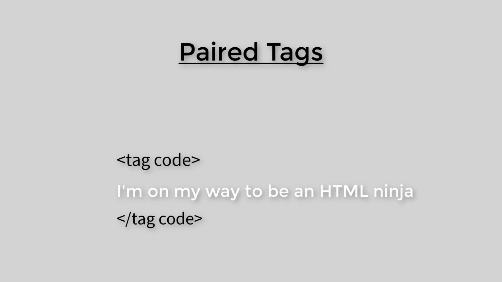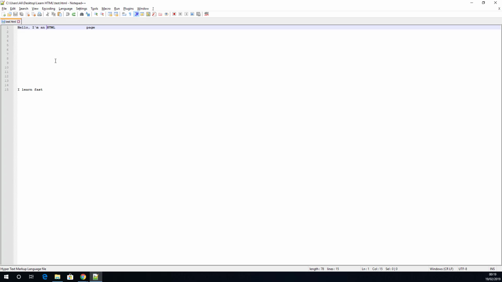Sometimes we want to apply a tag that doesn't belong to any sentence, like adding a blank line. These tags are called unpaired tags, and the syntax is like this. Now let's return to our page and continue. Now let's try paired tags.